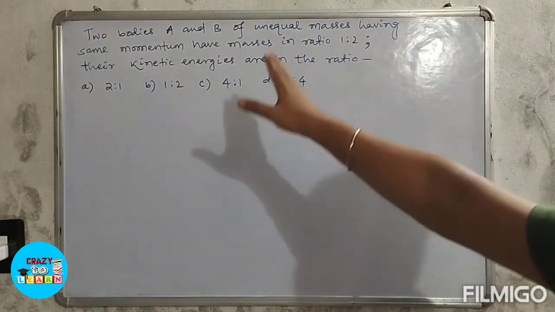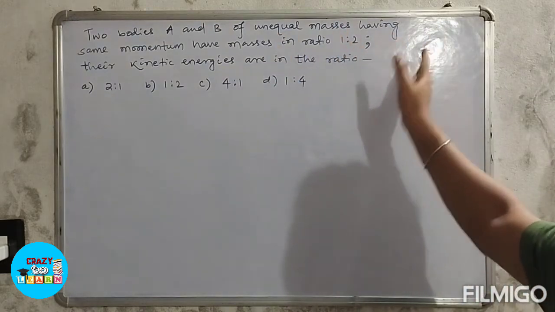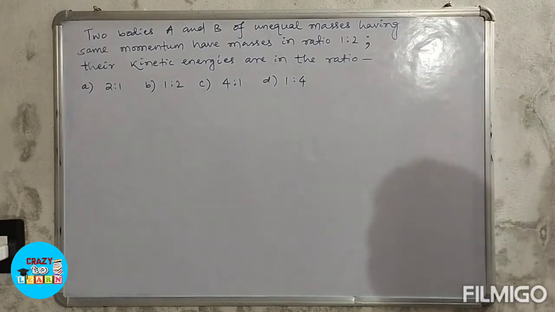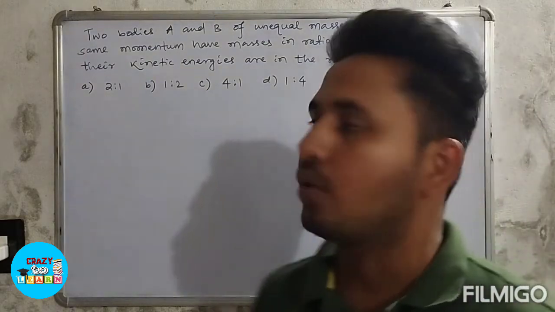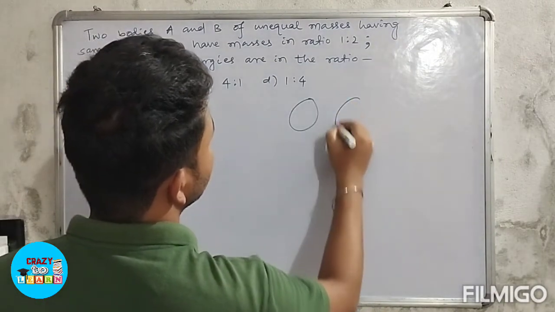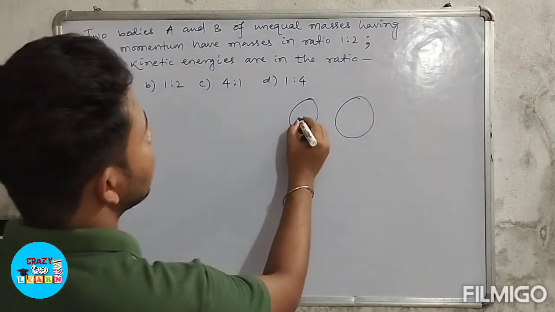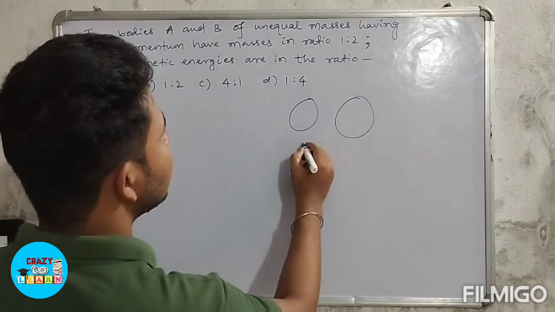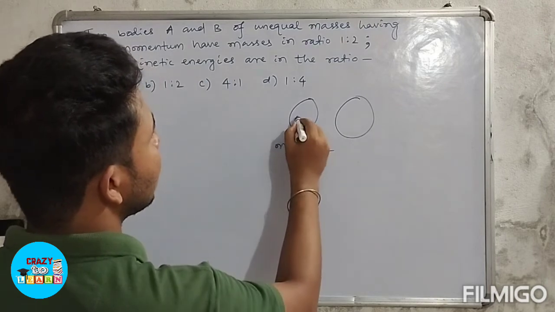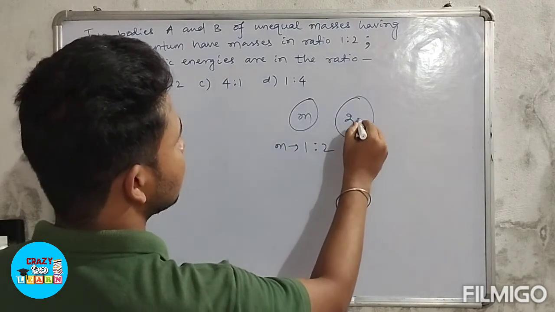Question: two bodies A and B of unequal masses having the same momentum have masses in the ratio 1:2. Their kinetic energies are in the ratio? So according to our question, two masses are given. Their mass ratio is 1:2. So if you take one mass as m, the mass of the other is 2m.